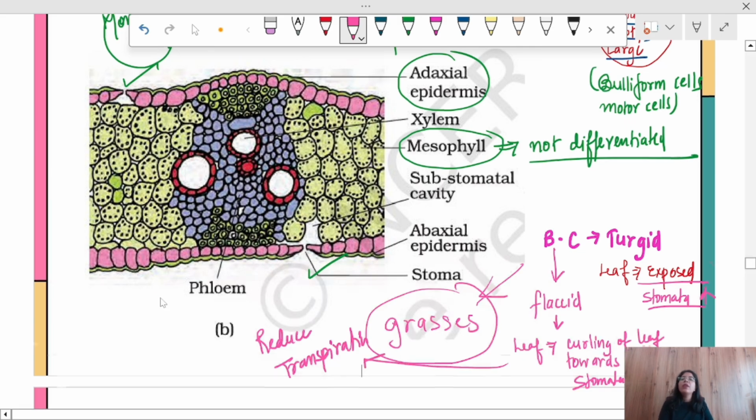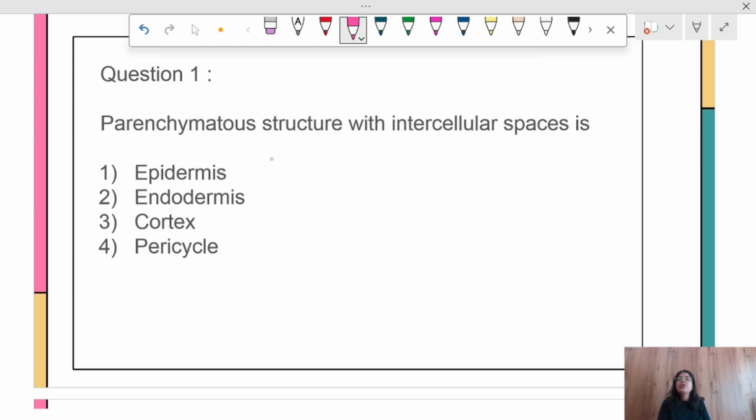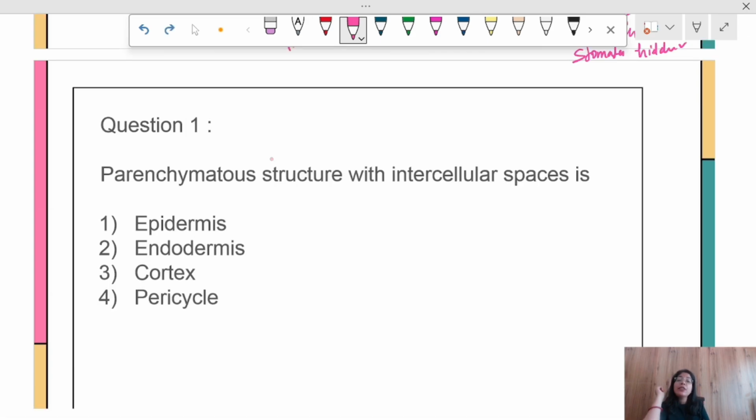Fine. Now let's see how much you have understood by solving certain questions. See, parenchymatous structure with intercellular spaces: epidermis is also parenchymatous, endodermis is also parenchymatous, cortex also parenchymatous, pericycle also in some cases parenchymatous. But which is having intercellular spaces also? This can never have intercellular space. This can never have intercellular space. This also does not have.